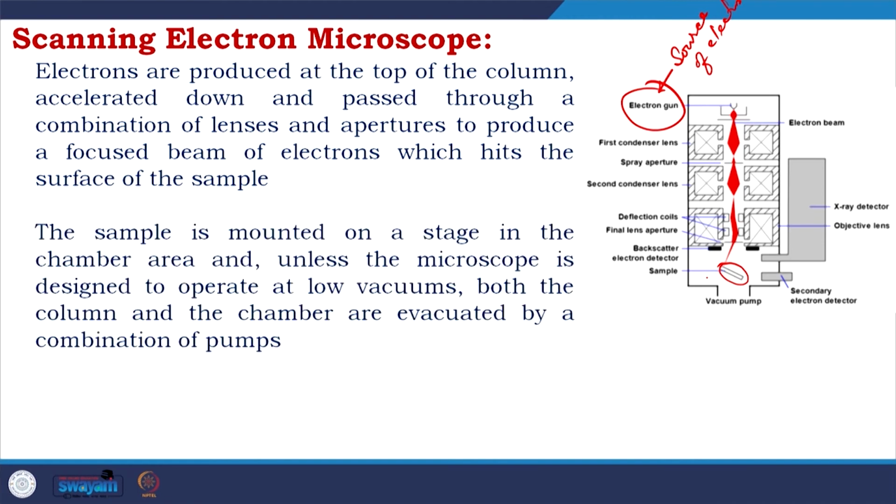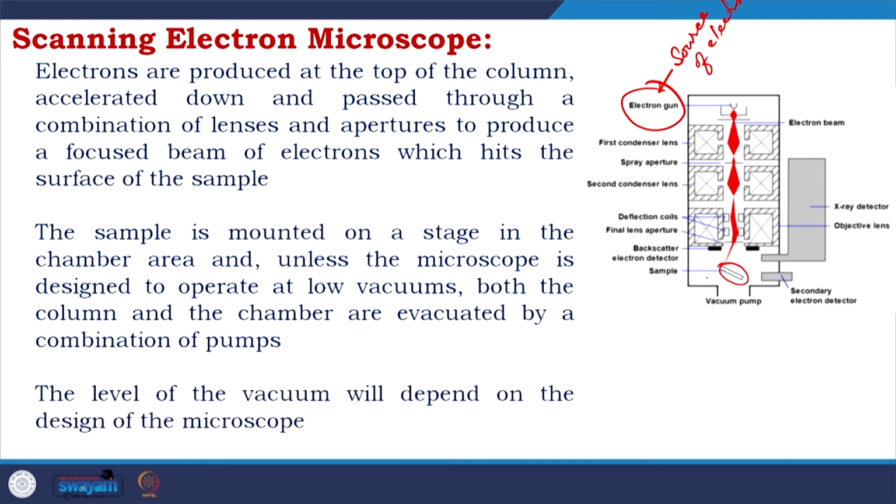The sample is mounted on a stage in the chamber area, and unless the microscope is designed to operate at low vacuum, both the column and the chamber are evacuated by a combination of pumps. So, high vacuum. The level of the vacuum will depend on the design of the microscope, but generally high vacuum is used.